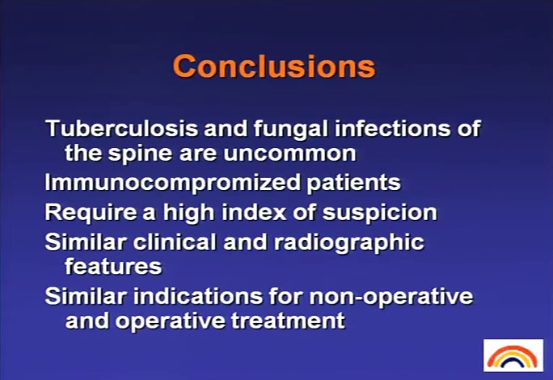So what can I tell you in conclusion about tuberculosis and fungal infections? And this, again, is applicable more to children than adults, but the literature is so sparse on this that I included some of the adult literature as well. TB and fungal infections of the spine are uncommon, particularly in North America. Immunocompromised patients form the core group involved with either one of these disorders. It requires a high index of suspicion in order to make the diagnosis properly, and I think a lot of that has to do with the rarity of having this type of infection.